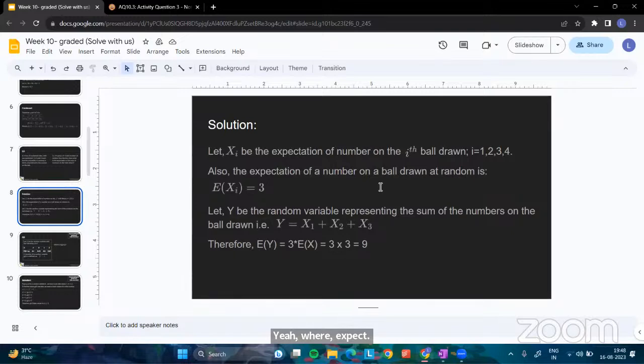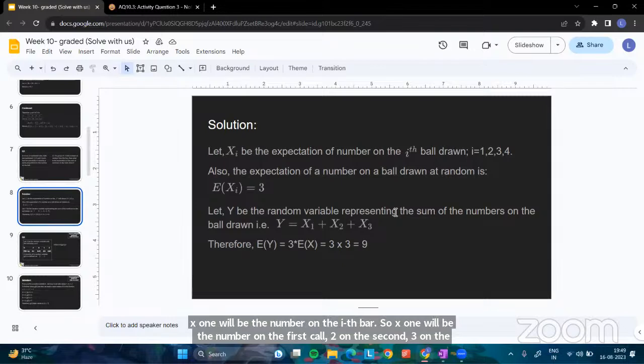Yeah, go ahead, madam. I said these follow the same distribution because each xi is just the number on the ith ball. So x1 will be the number on the first ball, x2 on the second, x3 on the third. So they're independent and have the same distribution.